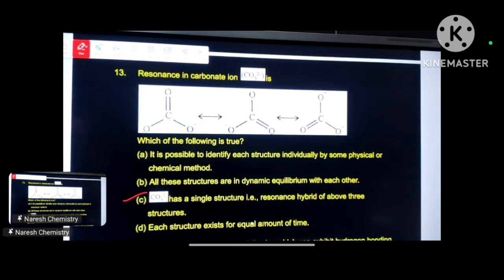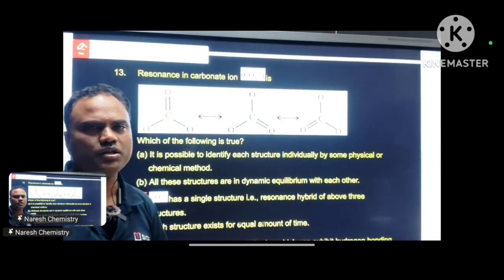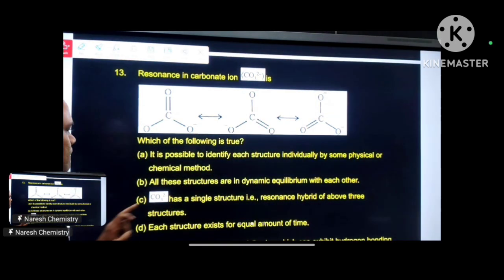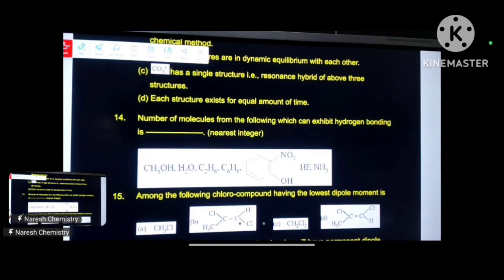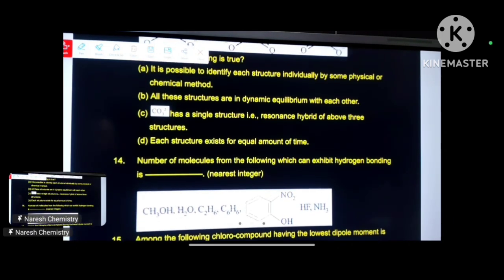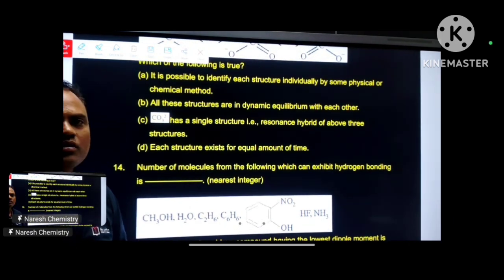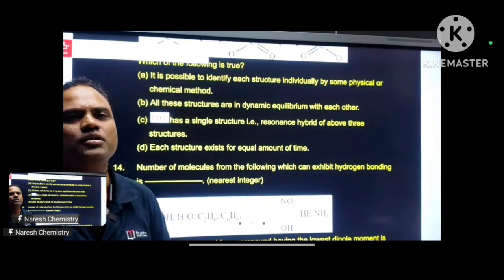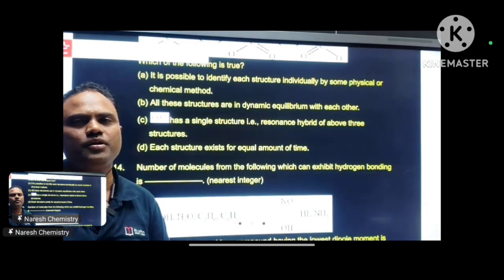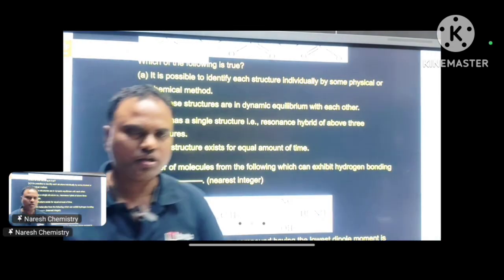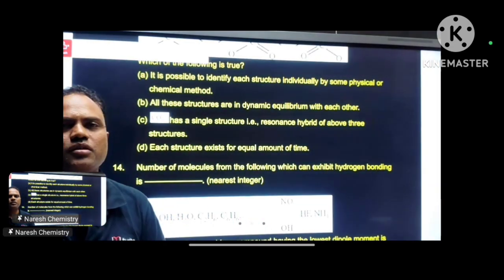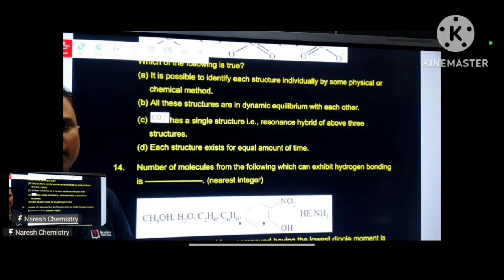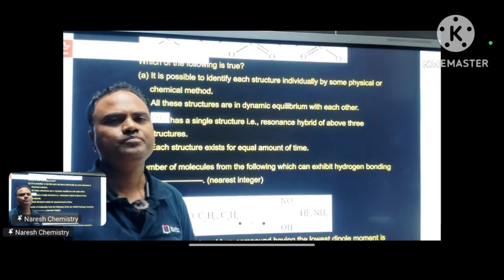This structure exists for equal amount of time, that is also wrong. Dynamic equilibrium means all should be in movement. In chemical equilibrium, this term came: dynamic equilibrium. It means reactant will convert to product, and product will convert to reactant, but there is no change in the concentration according to chemical equilibrium. Dynamic means movement will be present.